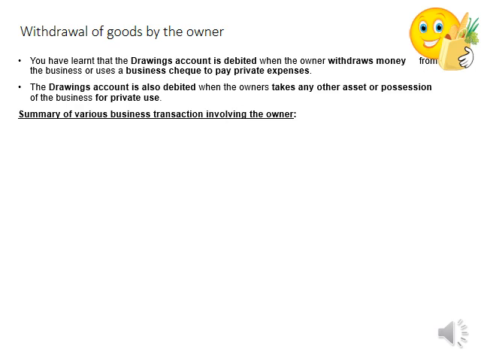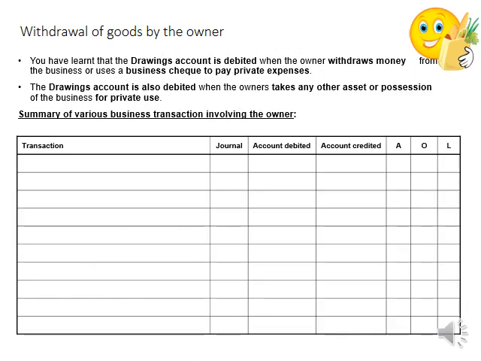Now, let's go through a summary of various business transactions that involve the owner. We will look at the type of transaction, in which journal it will be recorded, which account needs to be debited, which account needs to be credited, and the effect on the accounting equation.